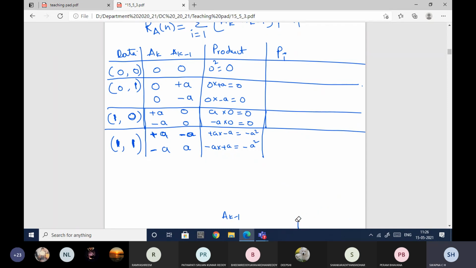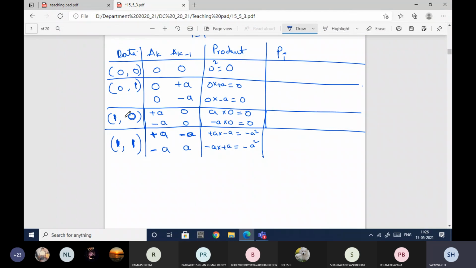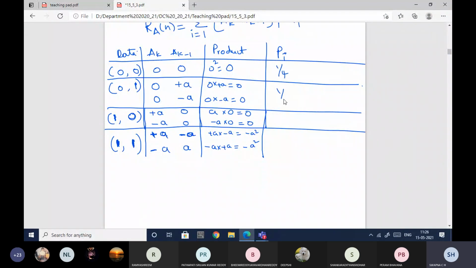Can anybody tell me how many events occurred? Total 7 events. 7, but only these data bits you consider. 4. Okay, so what will be the probability here? 1 by 4, 1 by 4, 1 by 4, 1 by 4.